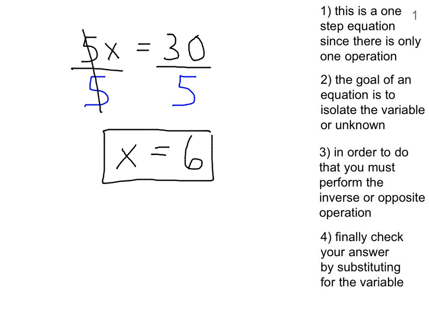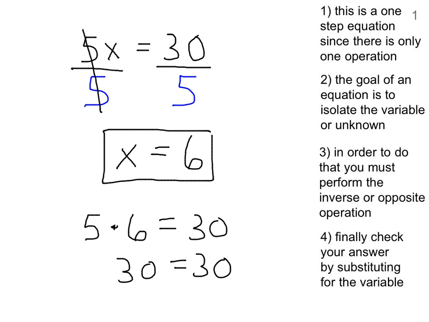We need to substitute the variable for 6. So instead of x, we're going to put 6. And remember, this is multiplication, so it's going to give us 5 times 6 equals 30. And of course, 5 times 6 is 30. So our equation balances out. We have 30 on both sides, which means our answer of x equals 6 is correct.